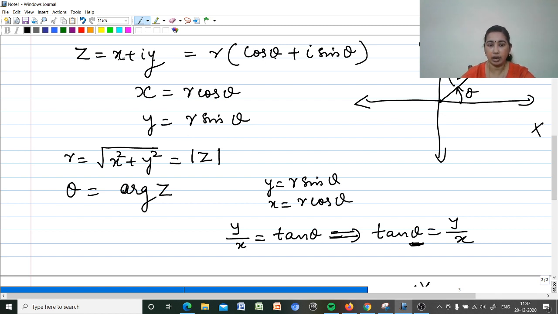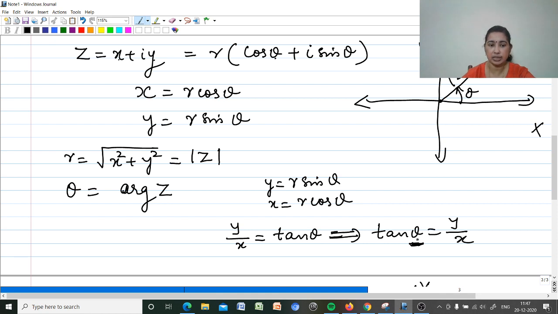That is, r cos theta is the real part, so x equals r cos theta, and y equals r sin theta. And r is mod z, that is root of x square plus y square. Now theta is the argument of z. And how to find the argument of z? You can find tan theta by dividing, and you get y by x.